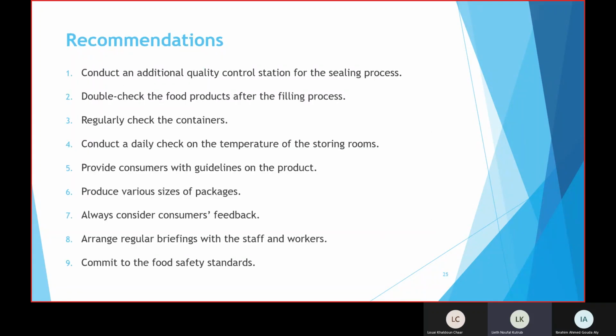Now moving to the recommendation part with my colleague Doi. In the recommendation, we should conduct an additional quality control station for the sealing process. Double check the food products after the filling process. Regularly check the containers. Conduct a daily check on the temperature of the storing room. Provide consumers with guidelines on the product. Produce various sizes of packages. Always consider consumer feedback. Arrange regular briefings with the staff and workers. And at last, commit to the food safety standards.